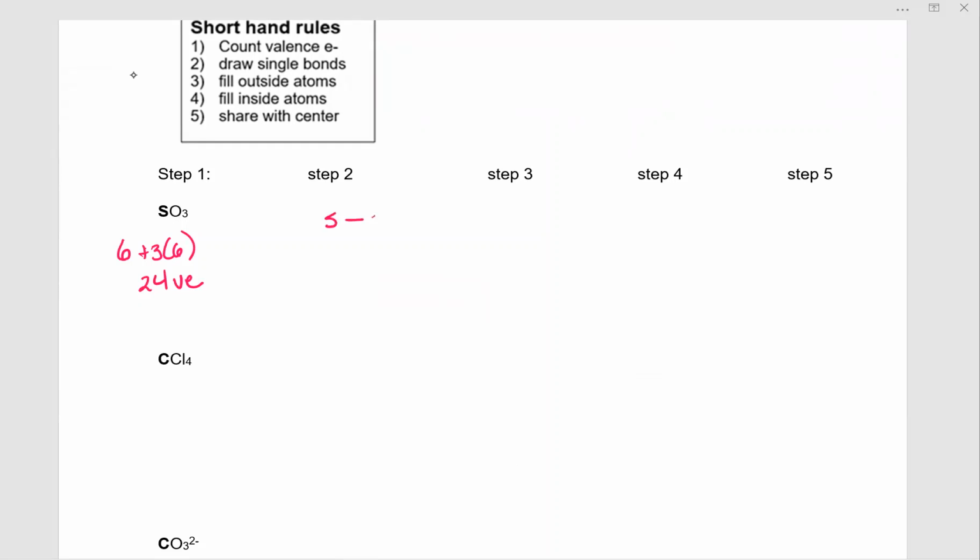All right, now everything gets connected by single bonds to the sulfur because I bolded it for you. Aren't I nice? And how many have I spent? I spent 2, 4, 6 of my valence electrons. So now I'm going to fill up the outside. And I will always have enough to fill up the outside. Everything goes in pairs. So I'm going to fill up one outer atom at a time in pairs. Pair, pair, pair.